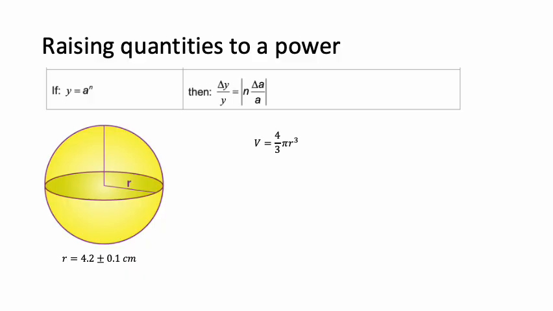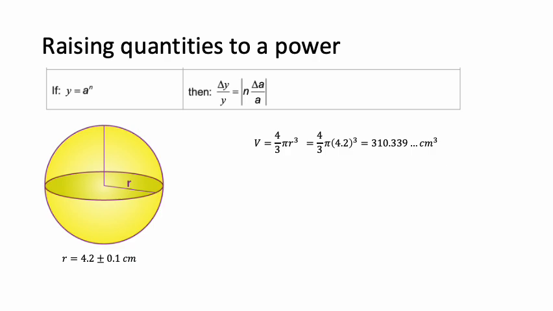So my example is finding the volume of this sphere. And we happen to know that the sphere has a radius of 4.2 plus or minus 0.1 centimeters. Now, in reality, we'd be more likely to have measured the diameter, but I'm going to keep life simple for the video here and say we know this with this uncertainty. Okay, so the formula for volume of a sphere, 4/3 pi r cubed, so I just put my value for r into there, and I'll get my volume in centimeters cubed.